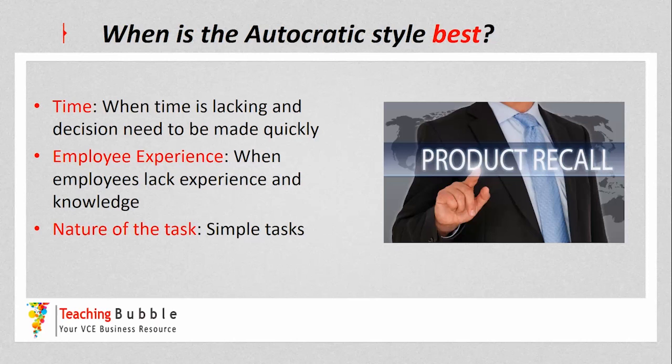So in terms of when the autocratic style is best, in terms of time, it's best when decisions need to be made quickly and time is lacking, because the decisions are made very fast. Also, the employee experience can be really positive. It can be a good one to use if the employees lack experience and knowledge and therefore may feel uncomfortable putting forward ideas. So it's best to rely on the skills and experience of the manager. And it can be very good when there are very simple tasks, so not complex problem solving, but just really simple tasks so that the employees can be told exactly what they need to do.